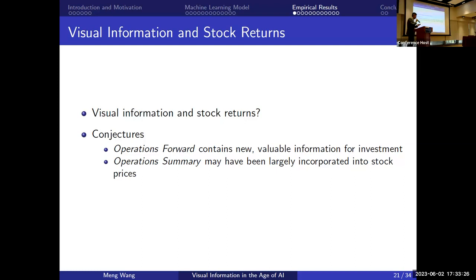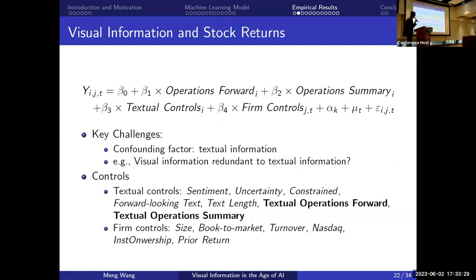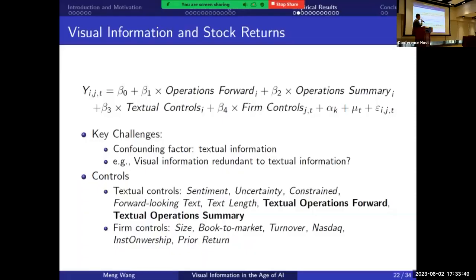As for empirical design, the key challenge is how we control for the confounding factors. In particular, we need to control for the text information, so in the slides it's just redundant to the textual information, right? So in addition to including all those commonly used textual controls like sentiment, we also include two important control variables: textual operations forward and textual operations summary.